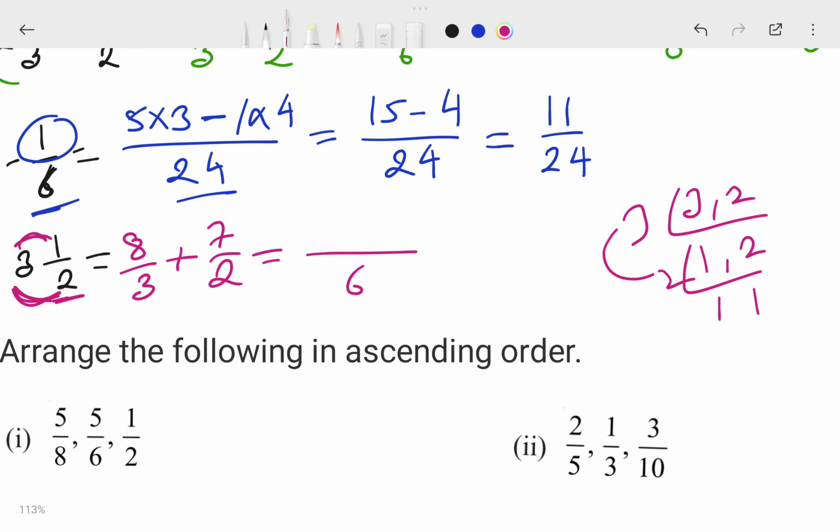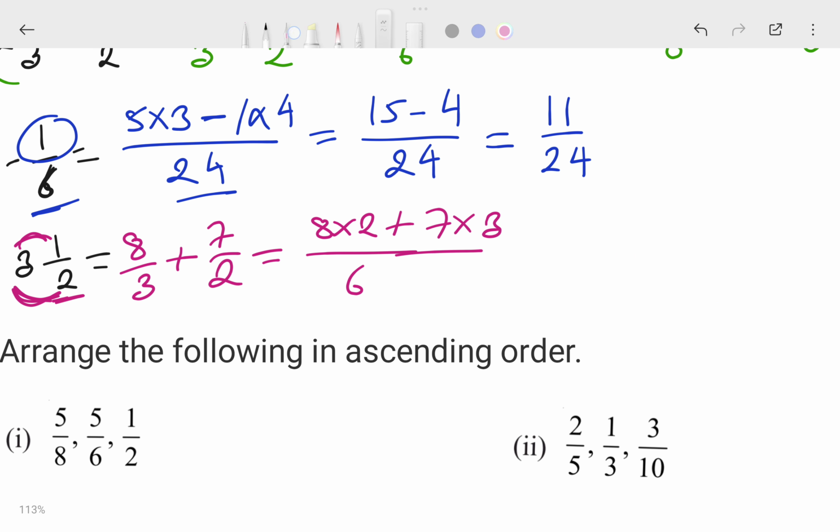In the 3 table, 6 how many times? 2 times. So we will multiply 8 into 2, then plus. In the 2 table, 6 how many times? 3 times, so we multiply 7 into 3. Let's erase this and write it again. So 8 2s are 16, plus 7 3s are 21.